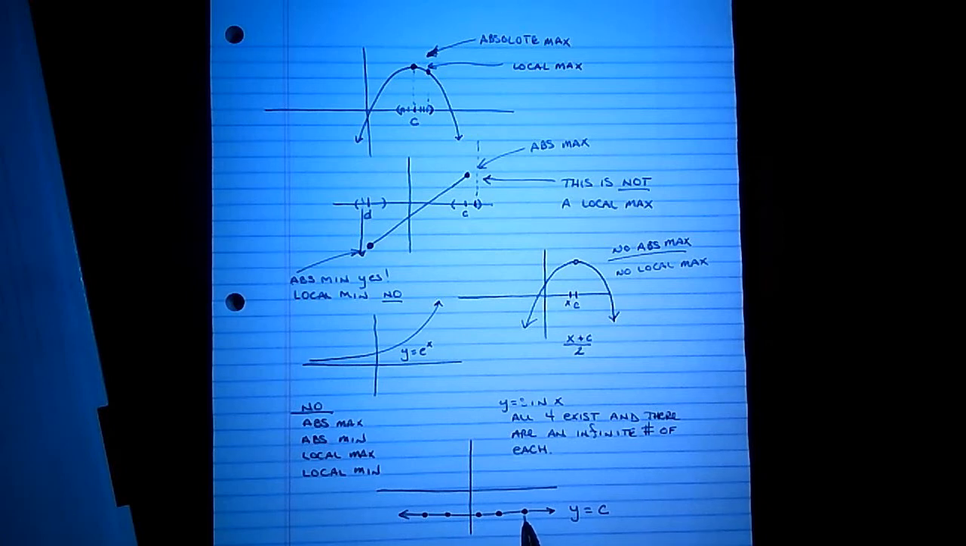So that y value is an absolute max. But this y value is greater than or equal to all the y values. So that y value is an absolute max. And I think you see where this is going. Every point on this line is an absolute max.